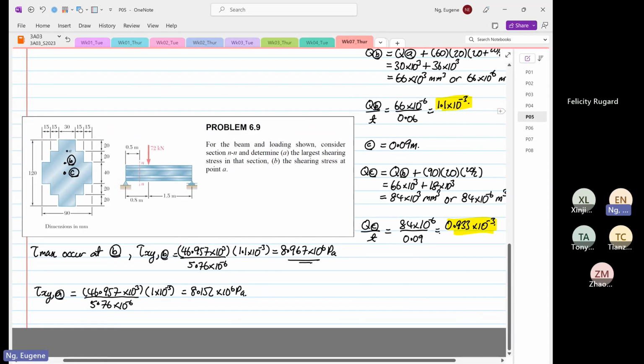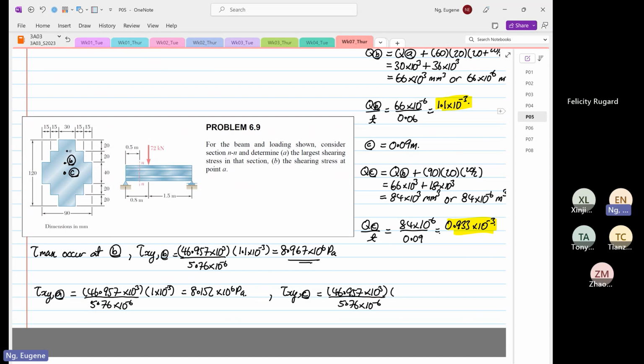And for this case, shear XY at point C. In fact, the centroid has the lowest shearing stress. So it's 46.957 times 10 to the power 3 divided by 5.76 times 10 to the power minus 6, multiplied by 0.933 times 10 to the power minus 3, which is 7.606 times 10 to the power 6 Pascal.